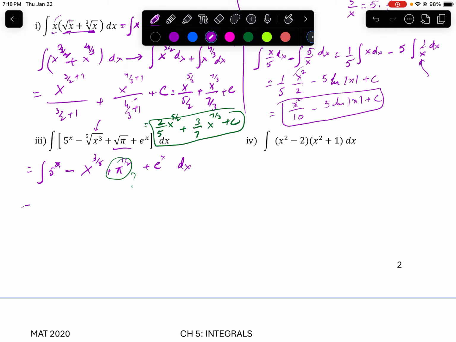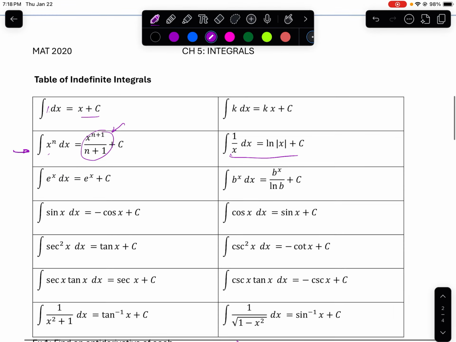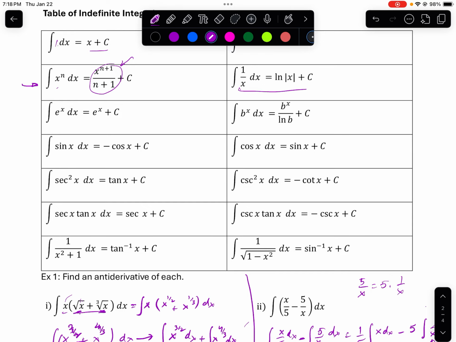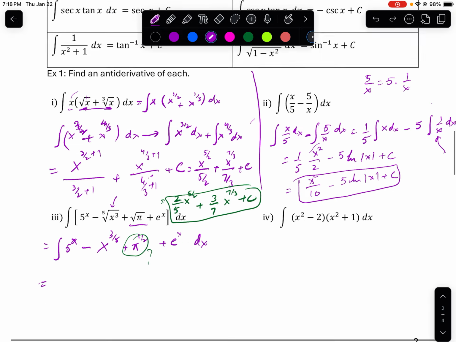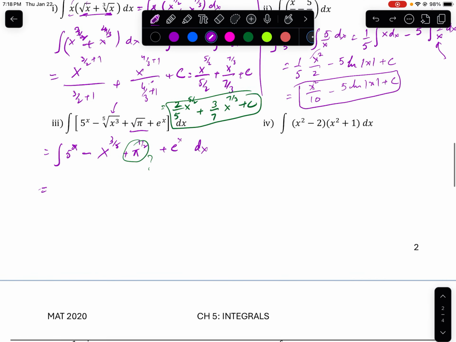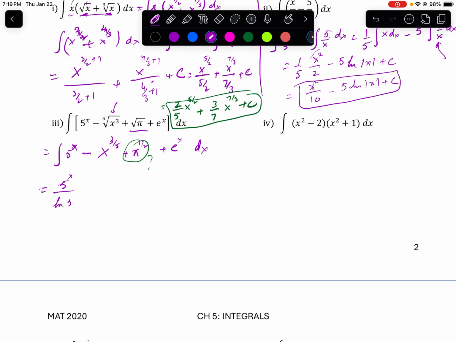So now the integral of 5 to the x. Again, go to the table. The integral of e to the x is e to the x. We know that. But when you have b to the x, the integral is b to the x over ln of b plus a c. So what is our b? Our b is 5. So we should get for the first one, 5 to the x divided by ln of 5. Okay?